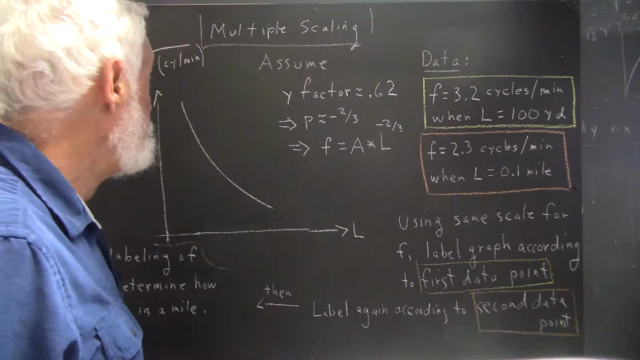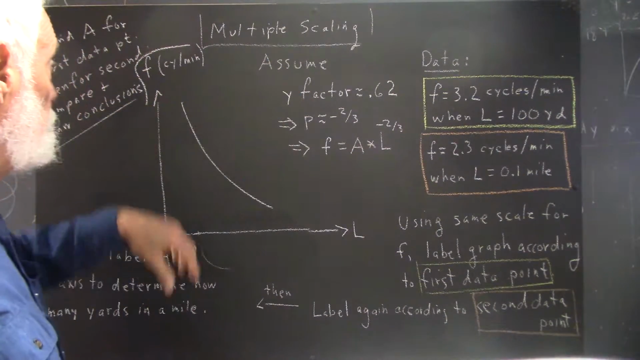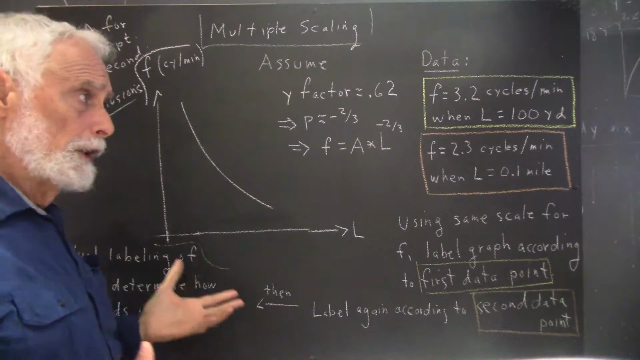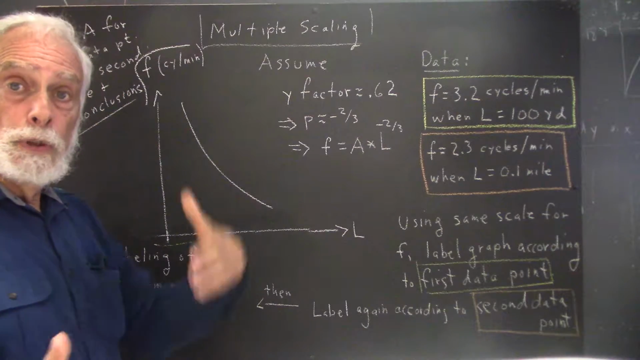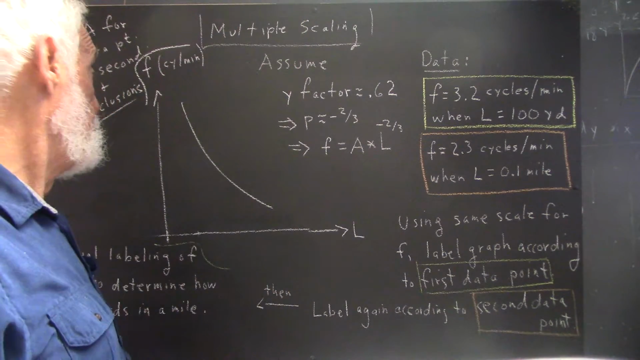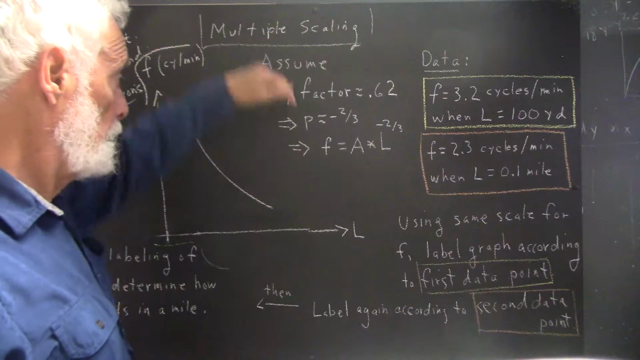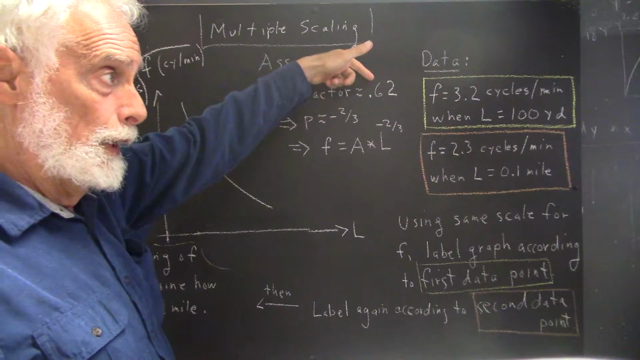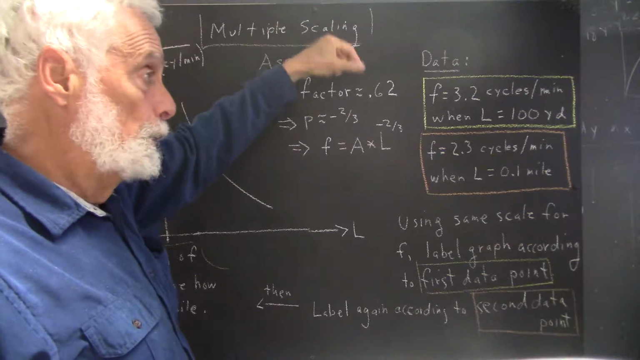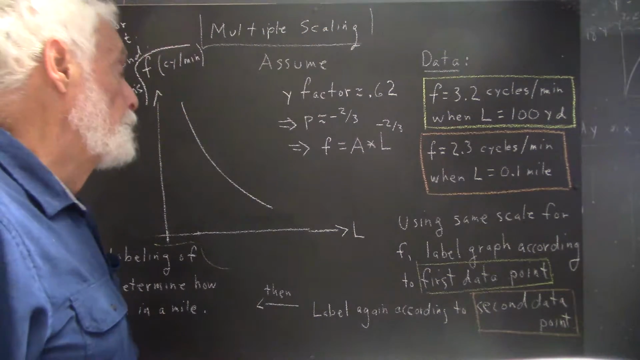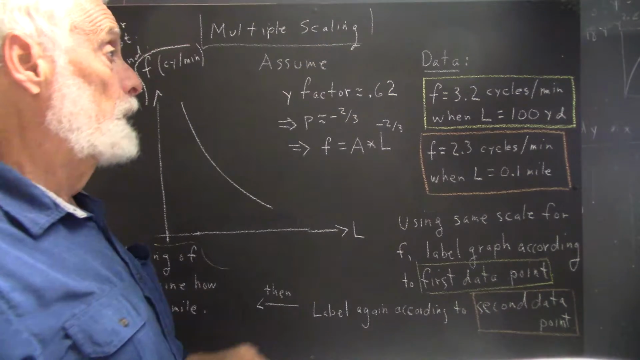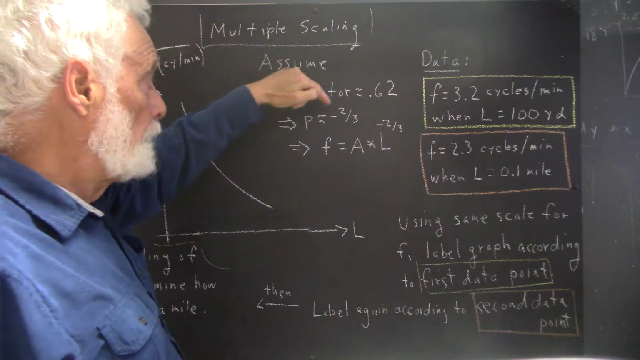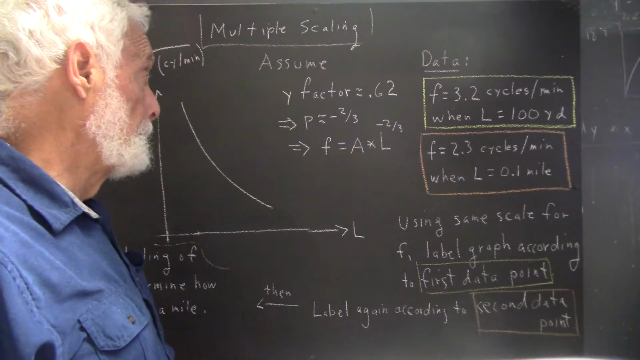So let's just assume that we have a graph of frequency versus length for a pendulum obtained, let's say, in the lab with pendulums up to about 3 meters long. And from all our work, we've found a y factor of about 0.62. I'm not saying whether that is the y factor you would get if you did this experiment really carefully, but that's the y factor we're going to use. And that leads to a power that's very close to the negative 2/3 power.